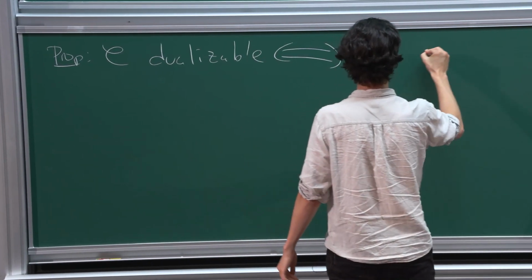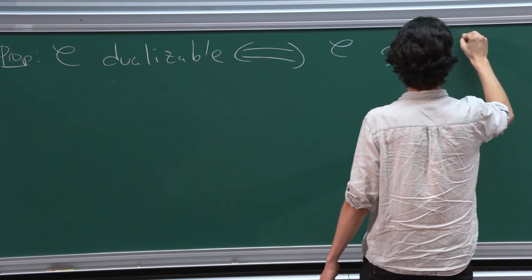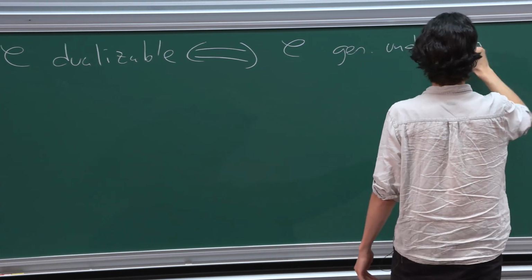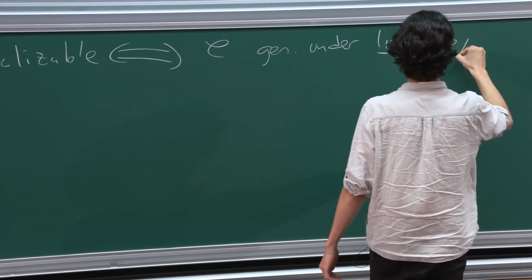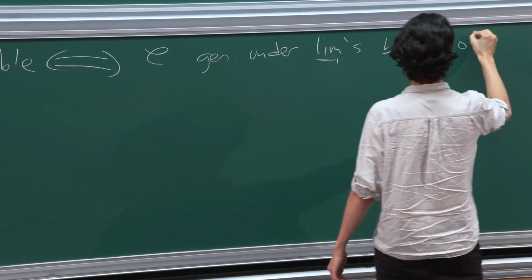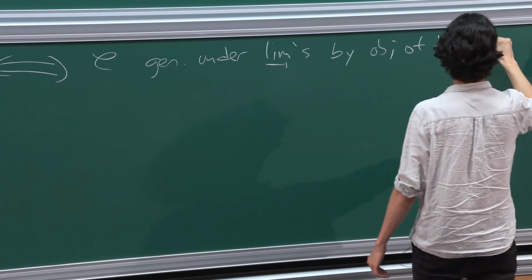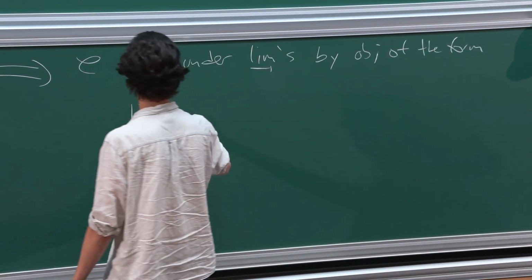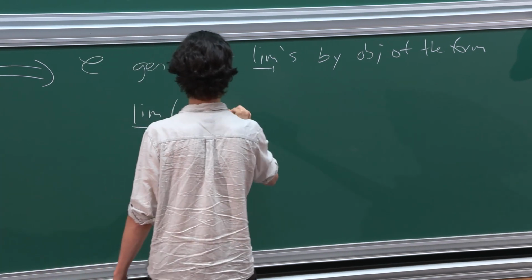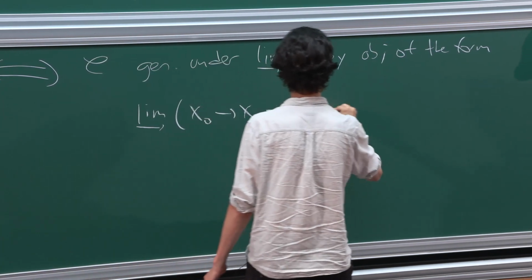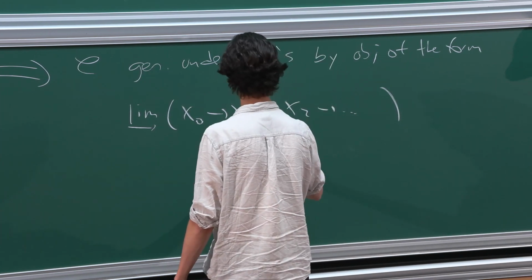One way to phrase this was saying that C is generated under colimits by objects of the form sequential colimit x0, x1, x2, where all these transition maps are compact.